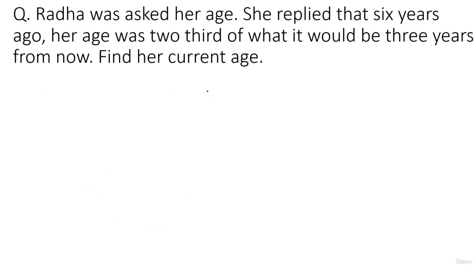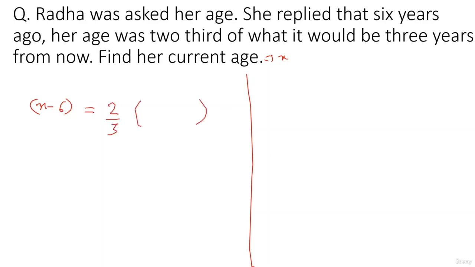Radha was asked her age. She replied that 6 years ago, her age was 2/3 of what it would be 3 years from now. Find her current age. Now, if you make equations, okay, you can do it. It will be slightly tedious. We'll do that. So let her current age be equal to X number of years. Okay, 6 years ago, her age was X minus 6. Okay, her age was 2/3 of what? 2/3 of what it would be 3 years from now.